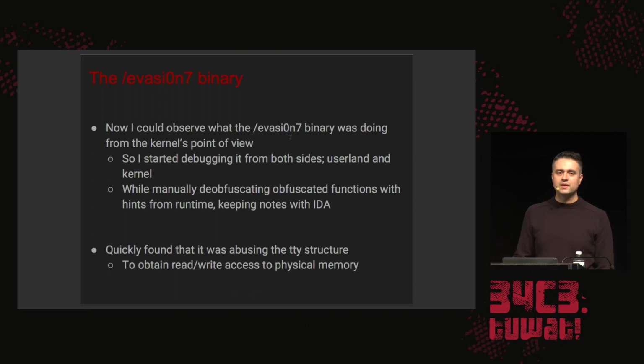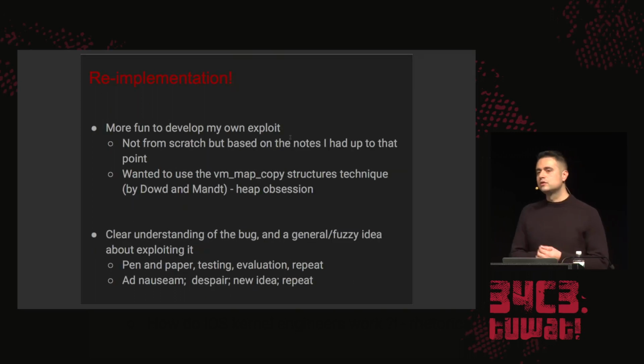I was expecting something like what they did in the Evasion 6 jailbreak, where they did a lot of heap manipulation, and that's my interest actually, heap exploitation. So at that point, I decided to stop reversing it and re-implement the exploit the way that I wanted to do it. Obviously that wasn't work from scratch. It was from everything that I understood up to that point. And what I really wanted to use was the vm_map_copy structures technique by Dowd and Mandt. And I'm going to explain in the following slides how it works.